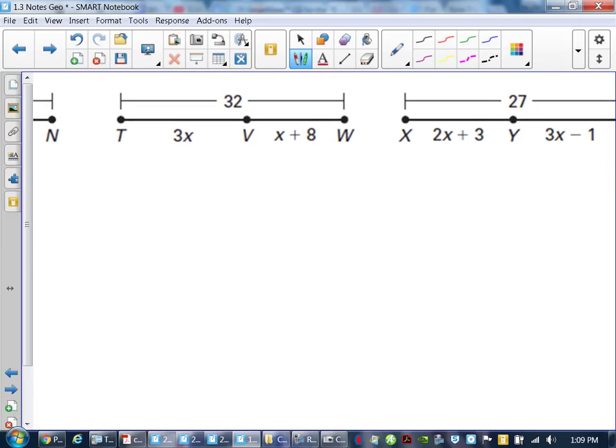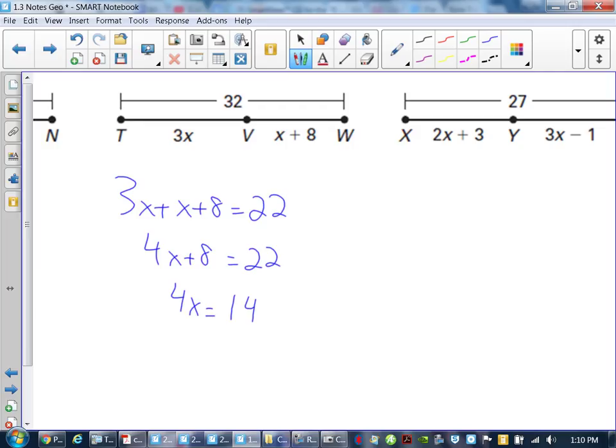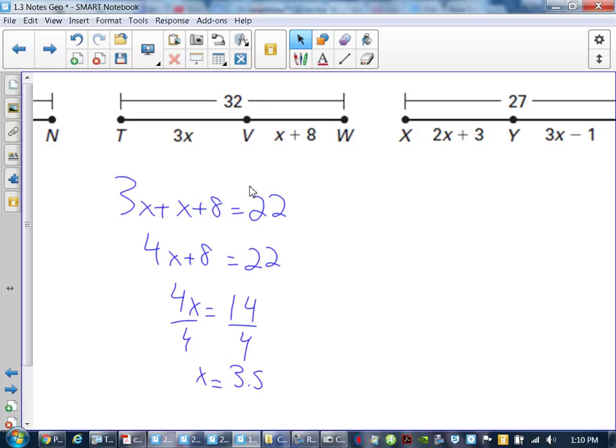So here's the problem. We're setting it up. We write down 3x plus x plus 8. You combine your like terms. But here, what happens if you do that from reading all this through? You subtract it out. What is that then? 14, I believe. Is that right? Yeah. Divide that by 4. You get x is what? 3.5. Okay.